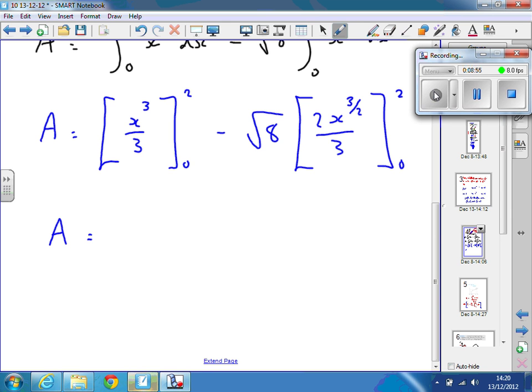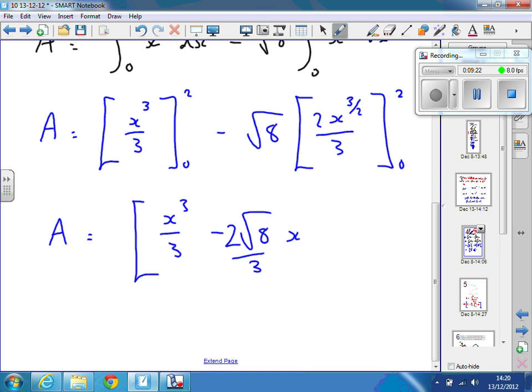Because I'm doing this between 0 and 2, and this between 0 and 2, and the limits are the same, I can put the top limit into both of them at the same time, and then the bottom limit into both of them at the same time. So in other words, I can do this: 2 root 8 over 3, x to the 3 over 2, between 0 and 2. I can do it all in one hit like that. So I put both terms inside one set of limits.